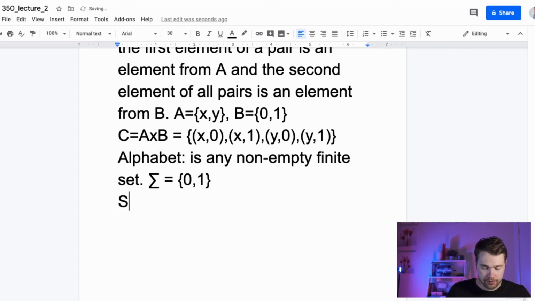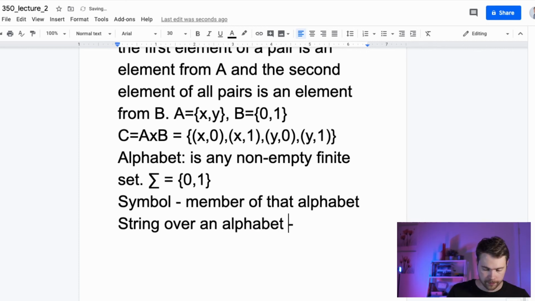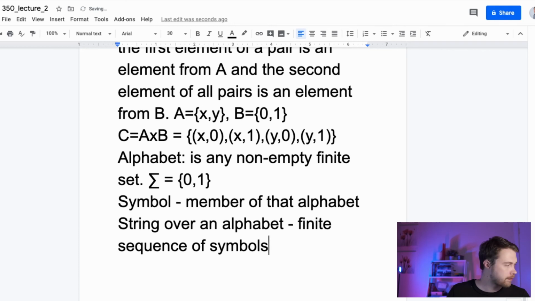Now, what is a symbol? A symbol is a member of that alphabet. What is a string? What do you think a string is? A string over an alphabet is a finite sequence of symbols from that alphabet.